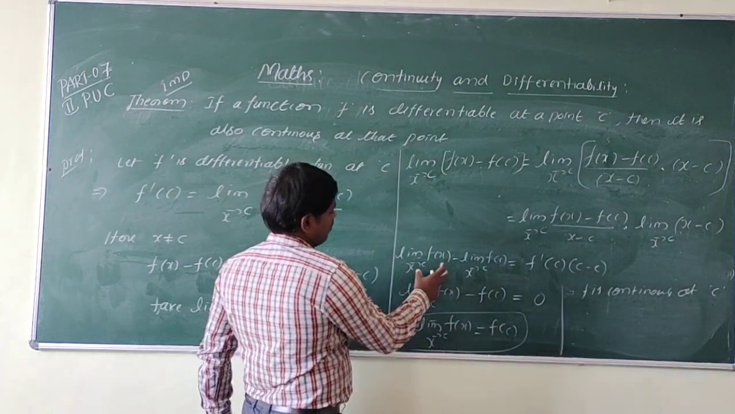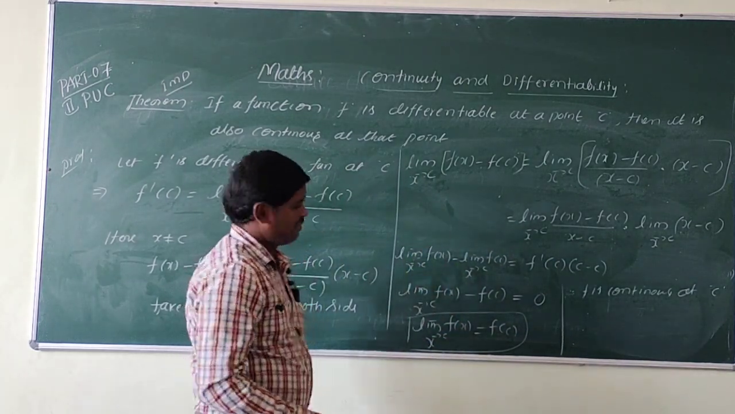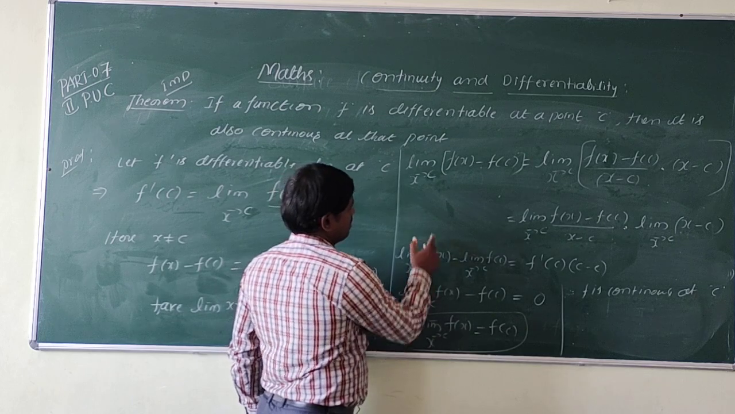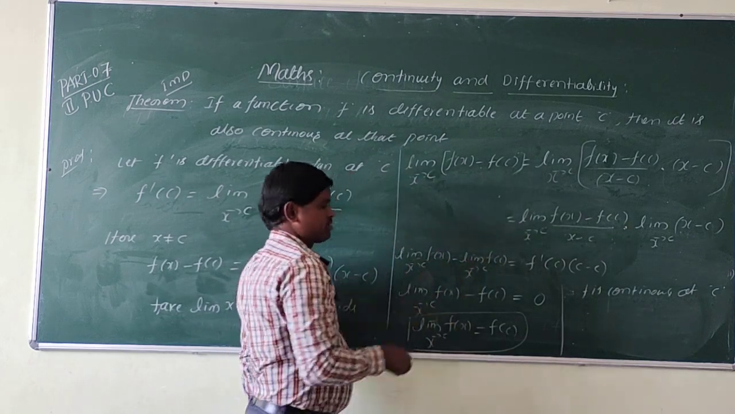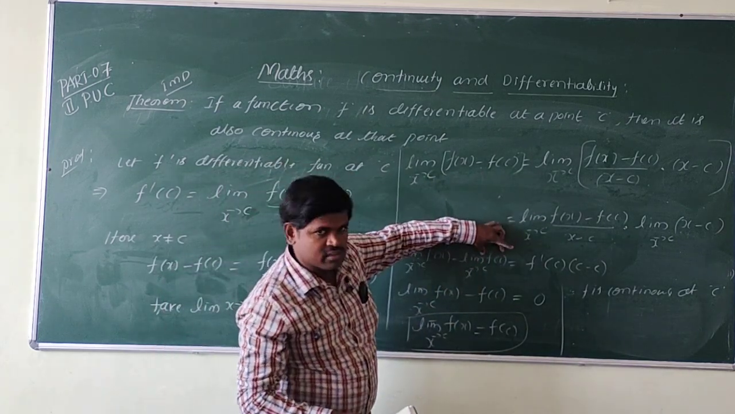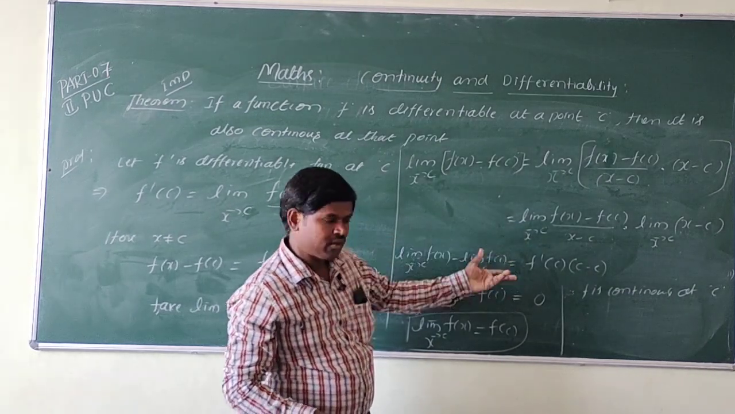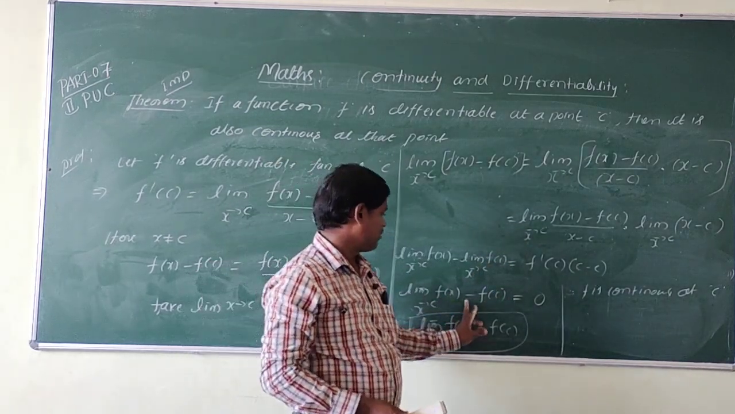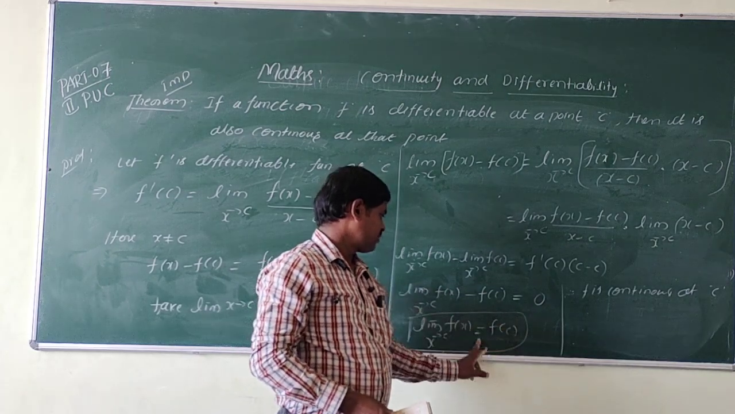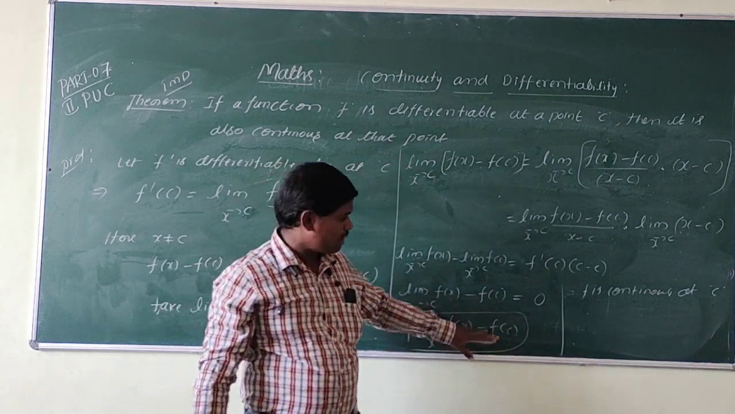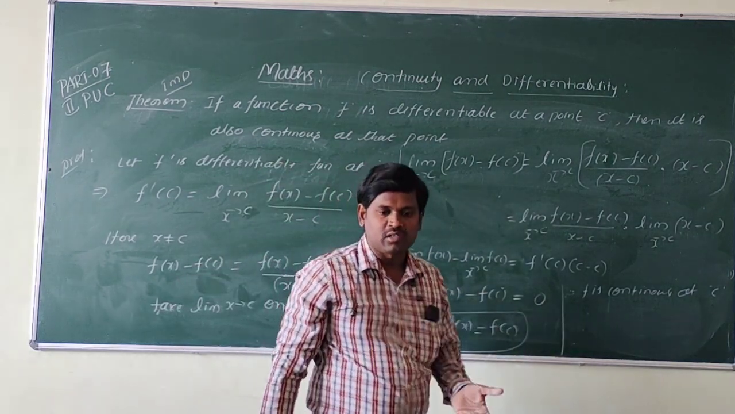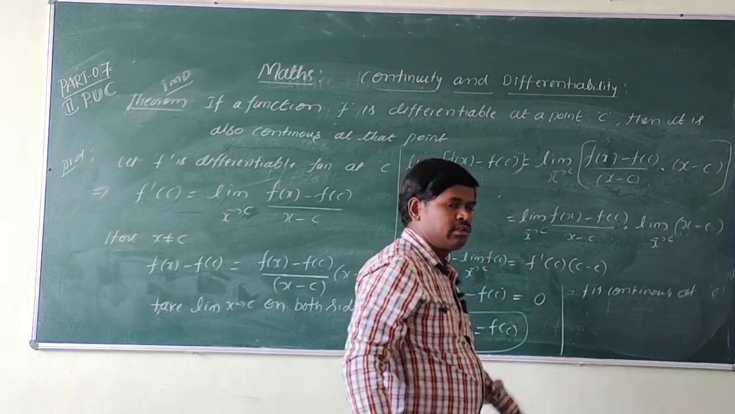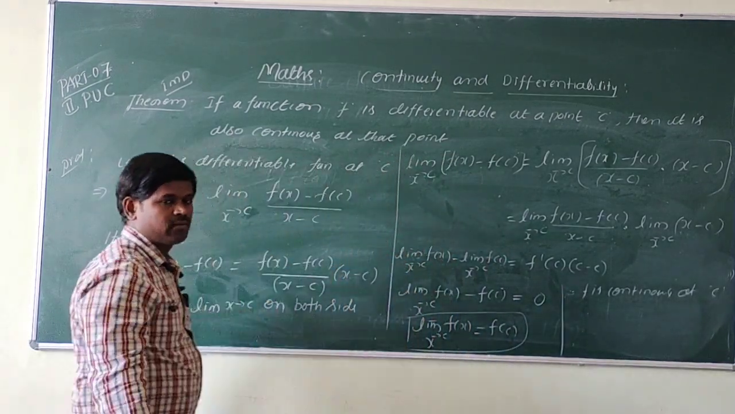Okay. So here also I am applying the algebra of limits. So the limit of f of x as x tends to c, and the limit of f of c as x tends to c. This is a constant function, and the limit of a constant function is the constant. Therefore f of c, so I am taking my f of c to that side. The limit of the function is equal to the value of the function. So it is continuous. That means a differentiable function is continuous.